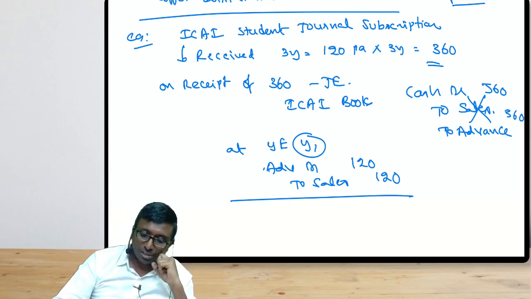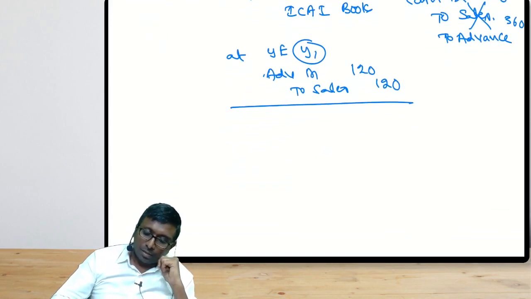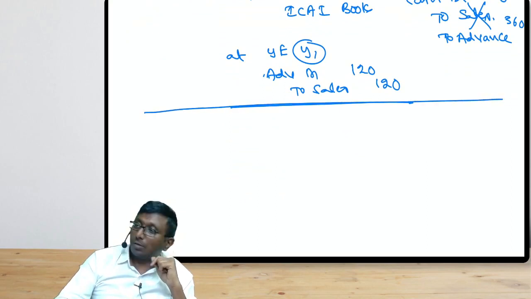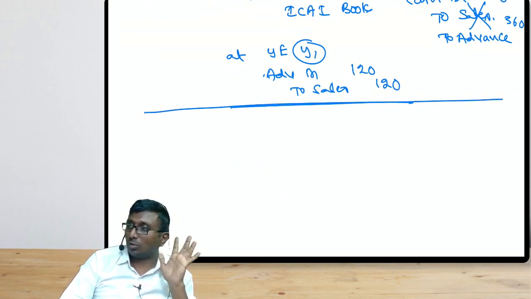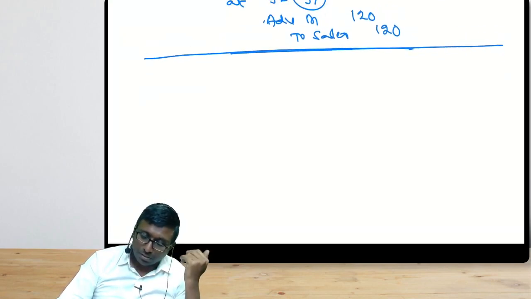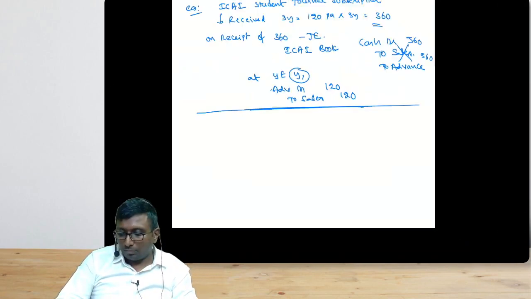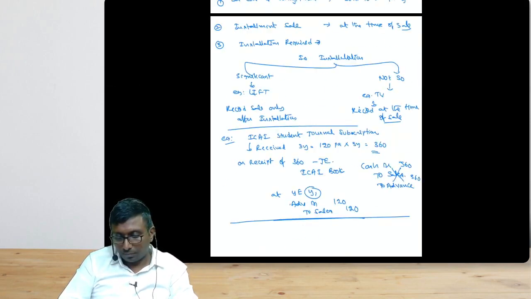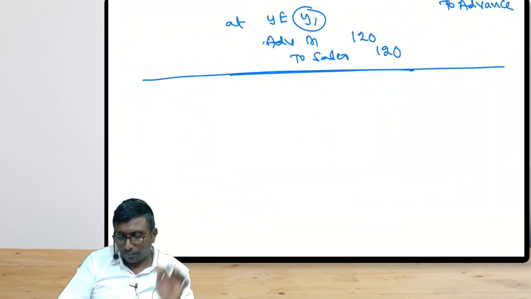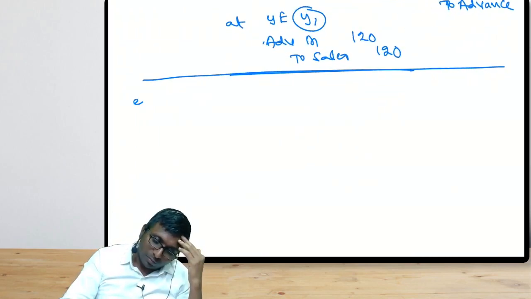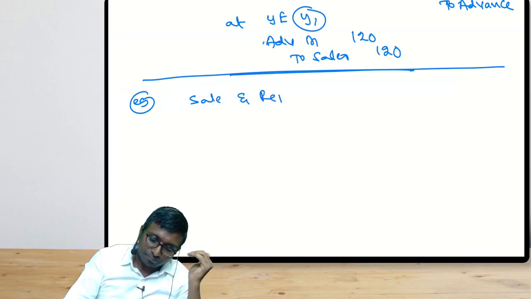One more situation I'll explain to you. Listen to this. Mostly you will tell wrong only. Okay, but try. See, this is one more example. This is called sale and repurchase, sale and repurchase of goods.